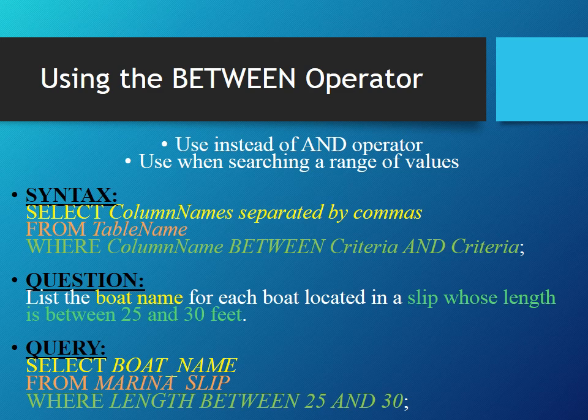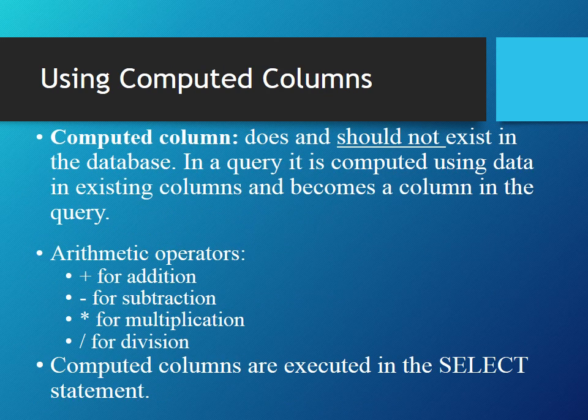Next, we will talk about computed columns. A computed column does and should not exist in the database. In a query, it is computed using data in existing columns and becomes a column in the query itself. Arithmetic operators used for computed columns are plus for addition, minus for subtraction, asterisk for multiplication, and forward slash for division. Note, computed columns are formed and executed in the select statement.